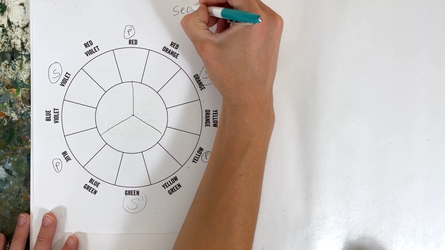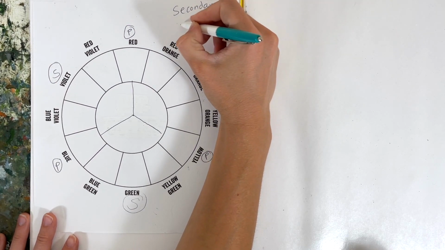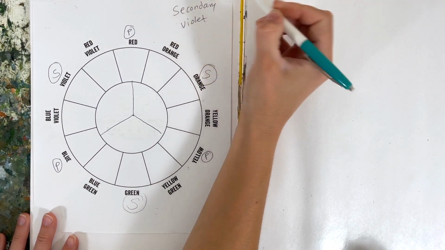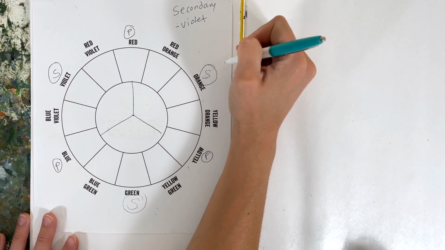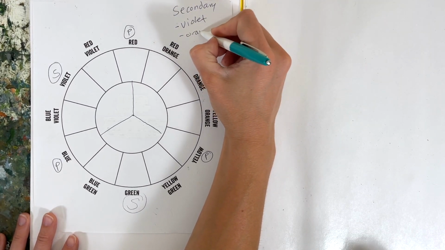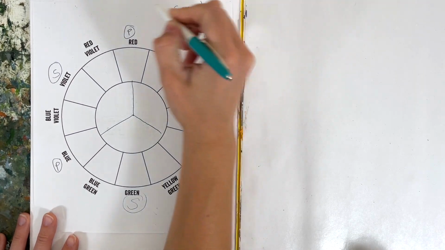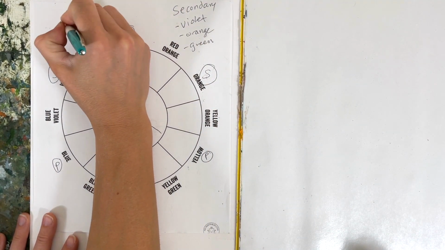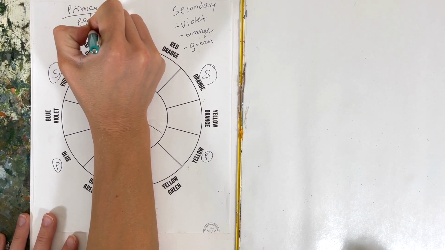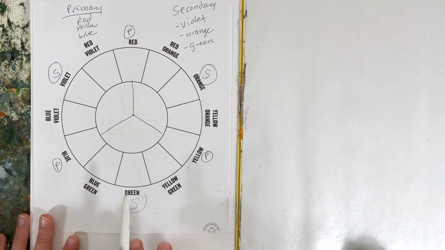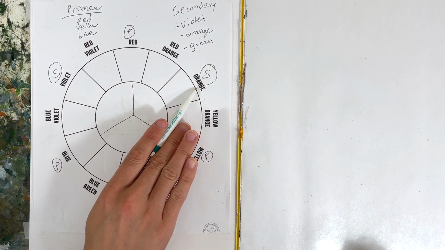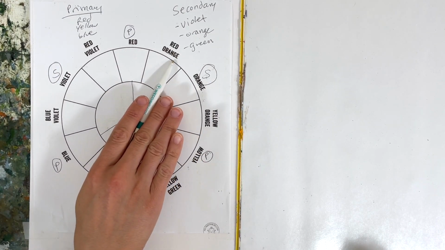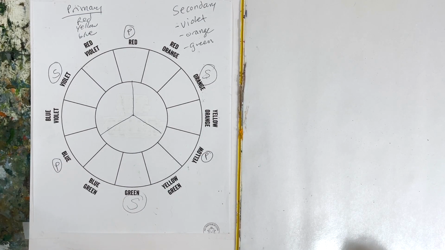So secondary colors are violet or purple. You know, people use the word violet or purple. They mean the same thing usually. Orange and green. And primary: red, yellow, blue. And then our tertiary colors are what you get when you combine a primary with a secondary. So if we combine red and orange, we'll get red-orange. And so on and so forth for the rest of the color wheel.